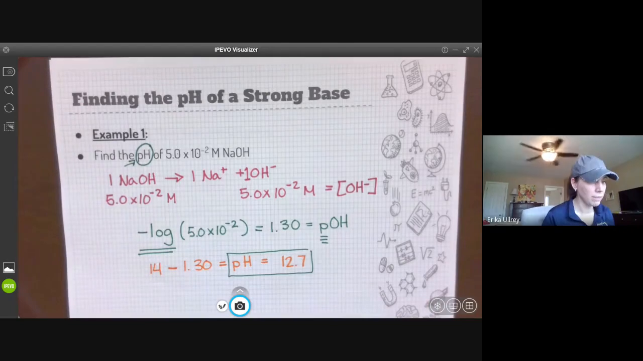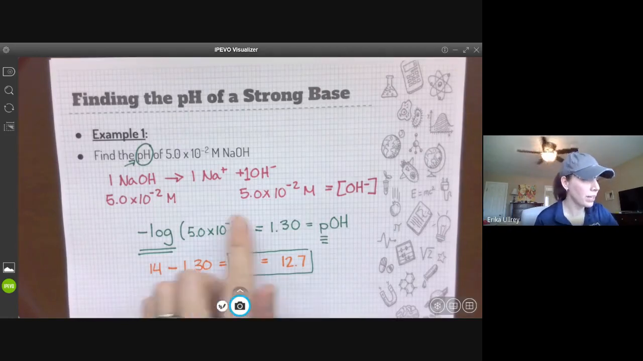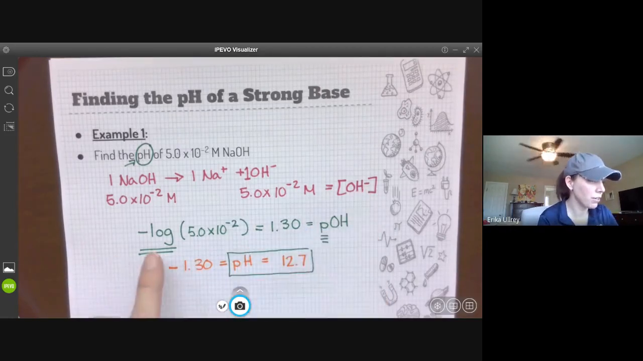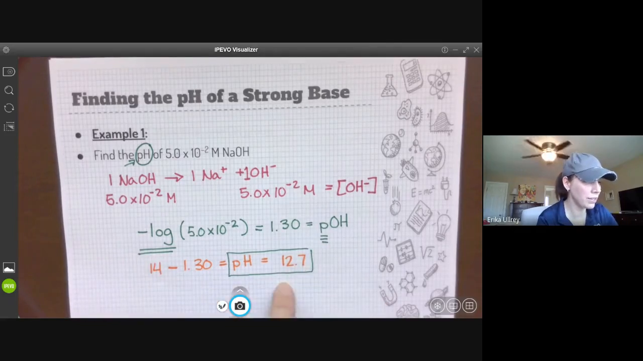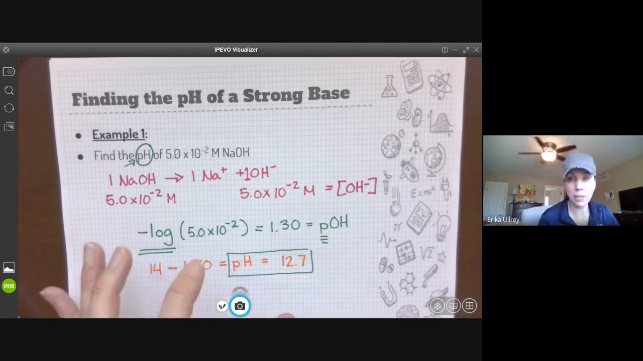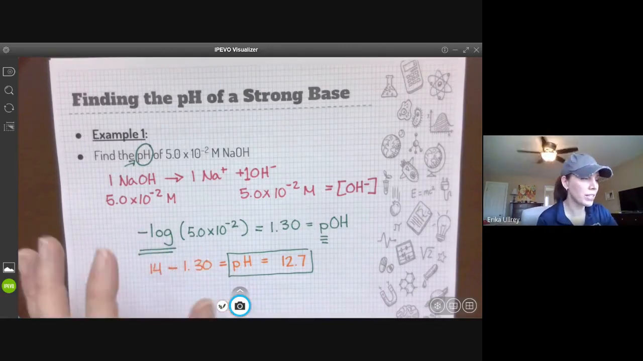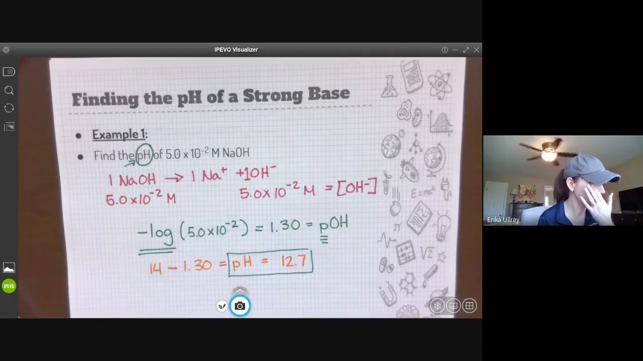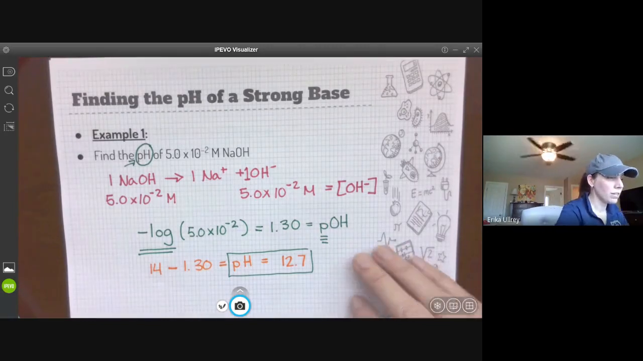Okay, any questions on this? The mechanics of this last part, going from concentration of OH to pOH to pH, is something you're going to have to do over and over again when we're trying to figure out the pH of a weak base as well. So anytime you're trying to find the pH of a basic solution, you're going to take your hydroxide ion concentration, get to pOH, and then you can easily get to your pH by just subtracting. Okay, so that's our example there.